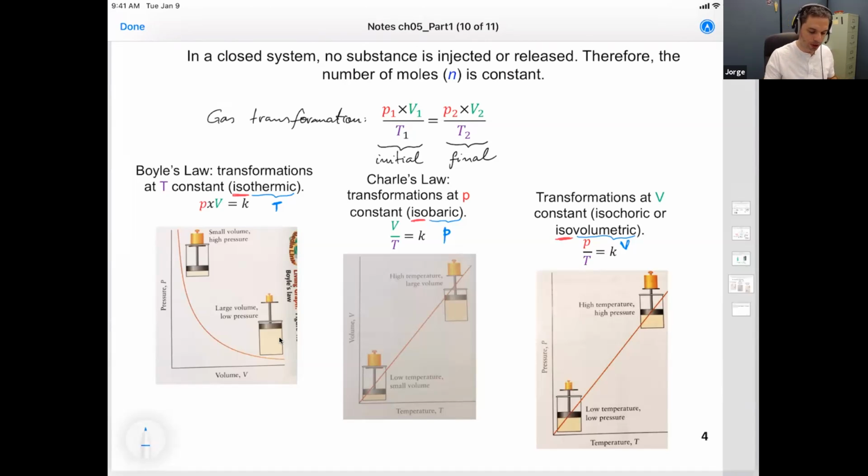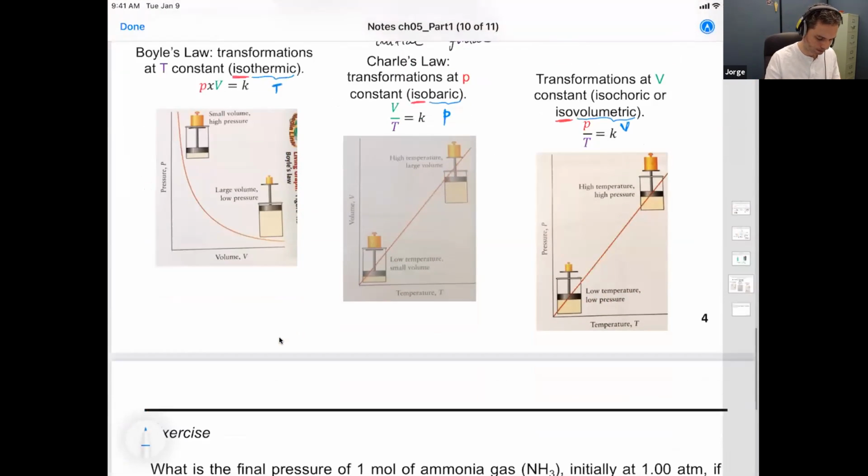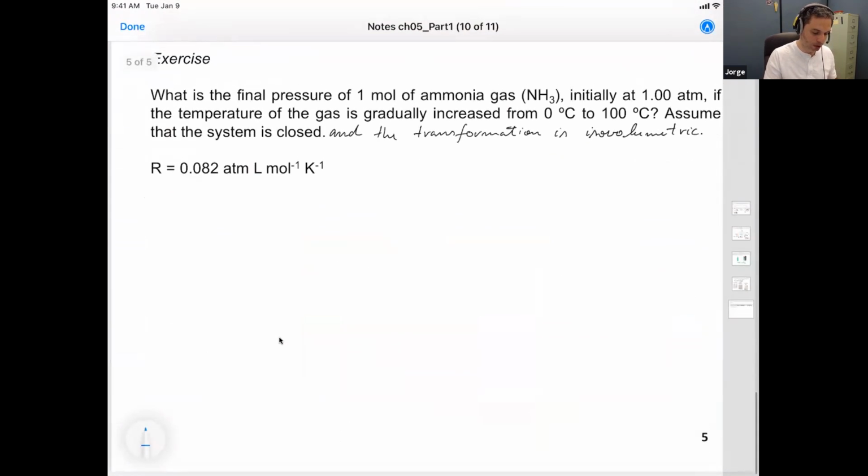Okay, so let's do here an example just to see how that works, and then we can move on. The example here that I'm proposing asks, what's the final pressure of 1 mole of ammonia gas initially at 1 atmosphere if the temperature of the gas is gradually increased from 0 degrees to 100 degrees. Assume that the system is closed and the transformation is isovolumetric.